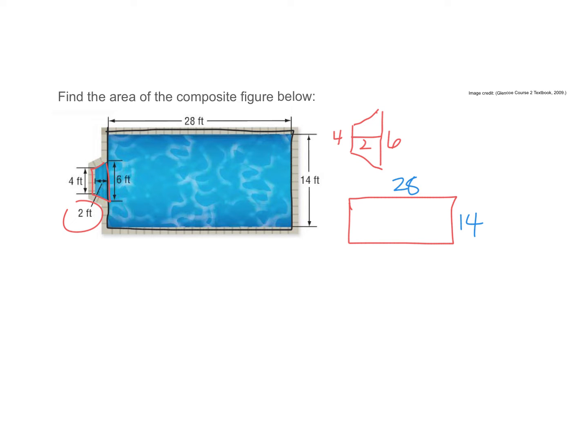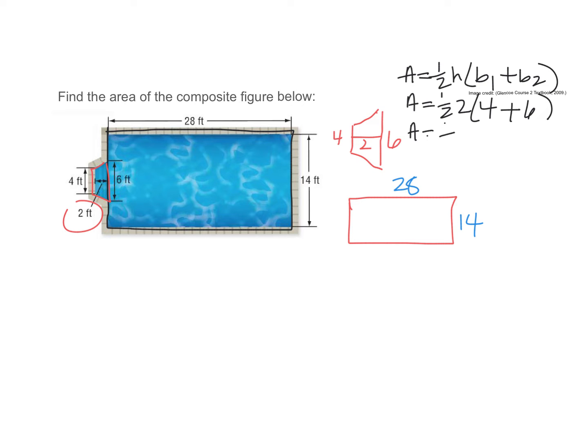So remember, the area of a trapezoid is half of the height times the bases added together. So let's rewrite that. 1/2, the height is 2, and then my bases are 4 and 6. So 1/2 times 2 times 10. Half of 2 is 1, times 10 would be 10, and the label is feet. So the area of the trapezoid is 10 feet squared.